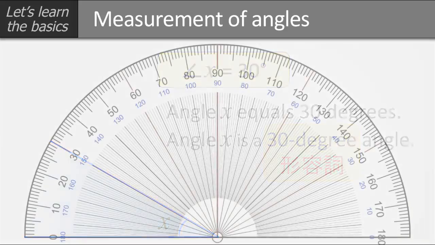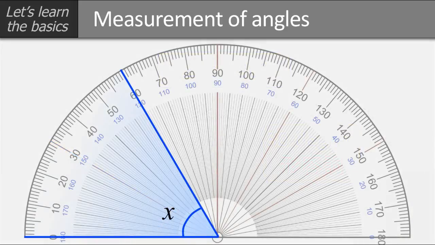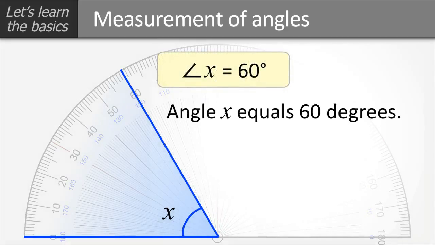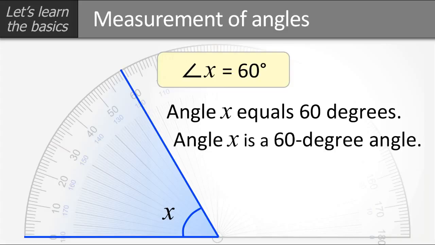Now here is a different angle. This time, angle X equals 60 degrees. Again, the mathematical expression is read as angle X equals 60 degrees. Or we can simply say angle X is a 60-degree angle.